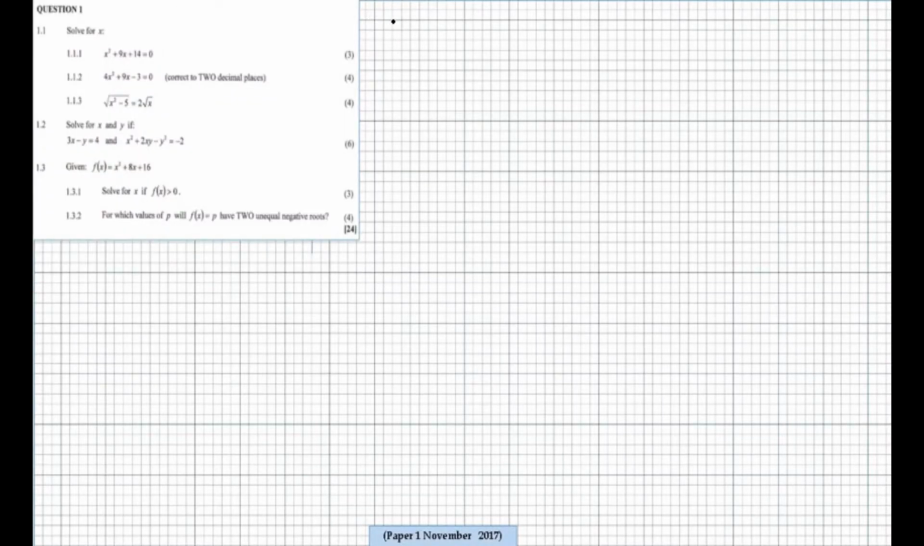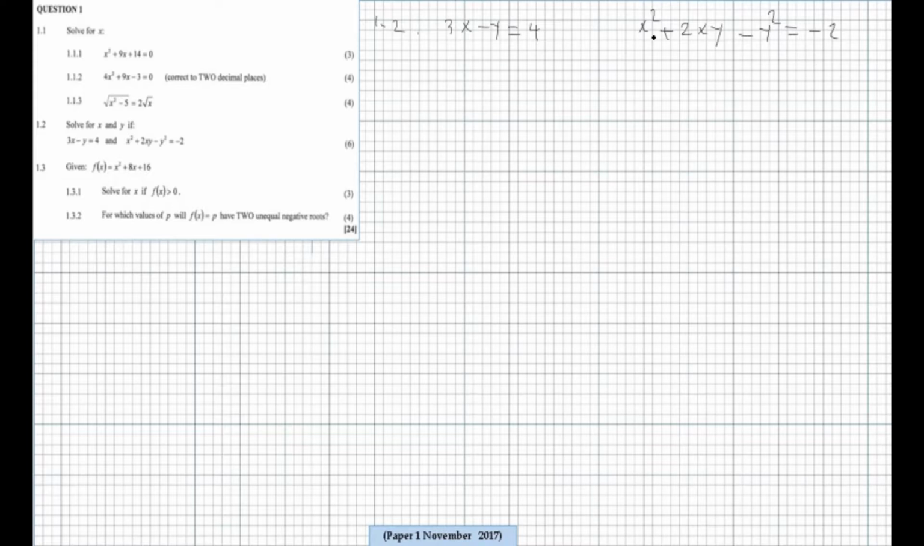Question 1.2. They want us to solve for x and y. So they give the equation 3x minus y is equal to 4. And the second equation is x squared plus 2xy minus y squared is equal to negative 2.